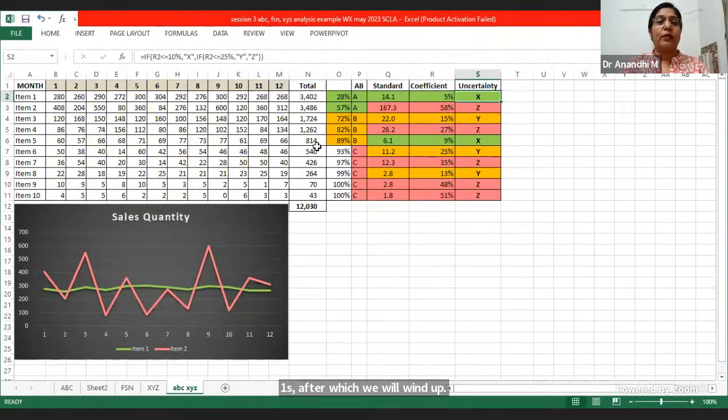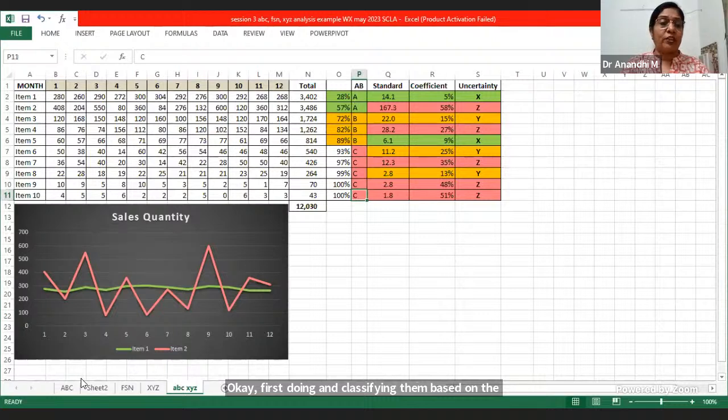So here is where we use ABC and XYZ, not much complicated here, taking some product lines and the monthly sales. First, doing and classifying them based on the respective classification we did for ABC. Do the ABC classification.